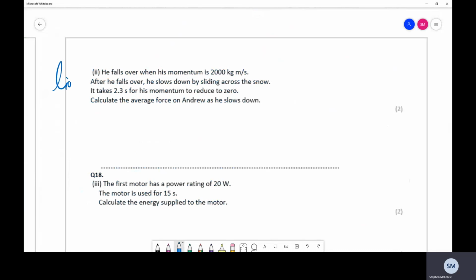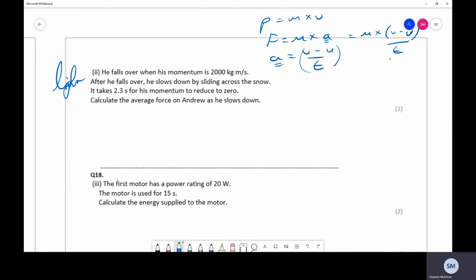Again, this is higher tier only, and it requires us knowing that momentum is equal to mass times velocity, that force is equal to mass times acceleration, and that acceleration is equal to v minus u divided by t. What we're going to do is substitute this v minus u over t for that a. So I'll say that m times v minus u divided by t is equal to F, and that's the same thing as saying mv minus mu divided by t is equal to the force exerted. So end momentum, take away start momentum, divided by the time taken. So let's have a look.